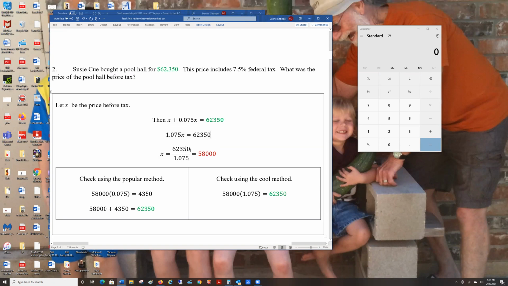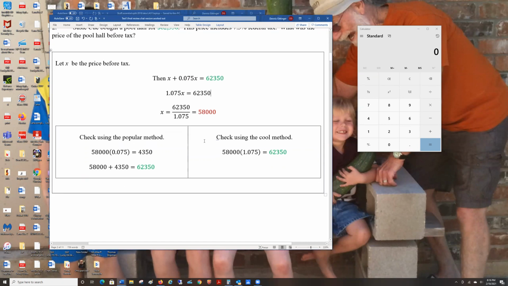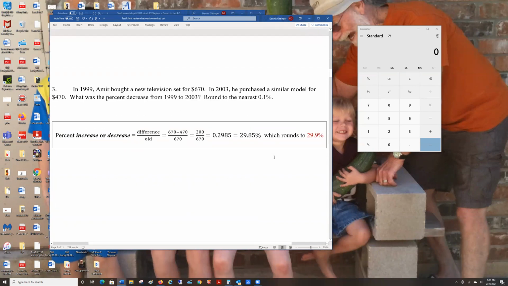Algebra says we divide by 1.075 and we come up with $58,000 before tax. You can check this answer using the most popular method by multiplying 58,000 by 0.075. That's the tax. Add that on to 58,000 and there you get the 62,350. You can also check it the cool way, multiply 58,000 by 1 point the tax rate and you get the same answer. Very cool stuff.